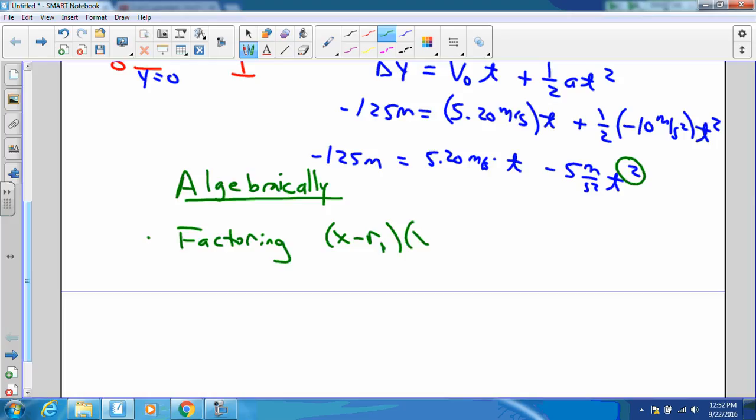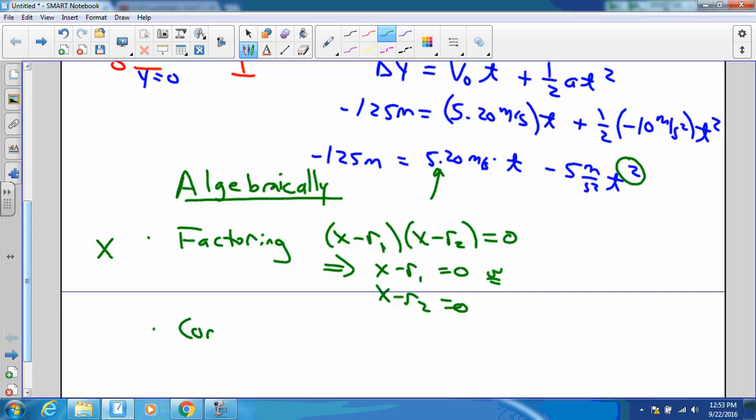Factoring, in which we appealed to the zero product property to say that if my quadratic factors as (x minus r1)(x minus r2) equals 0, then one of those factors has to be equal to 0. That option is my favorite option for solving quadratics in general, but I look at this 5.20 right here, and I think to myself, I am never going to be able to factor that thing. So factoring is probably not a good bet here.